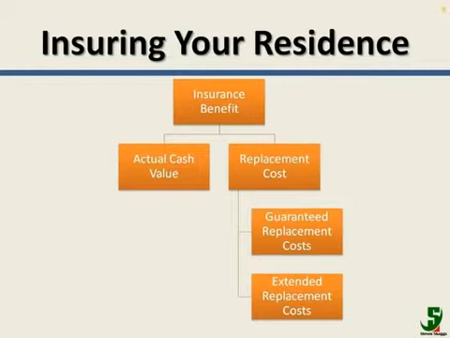The benefits are specified as either actual cash value or replacement cost. Actual cash value tries to estimate the actual market value of the item at the time of loss, so it accounts for the original cost less any depreciation that has occurred. Replacement cost is the cost of replacing the item. For most items, the actual cash value is less.